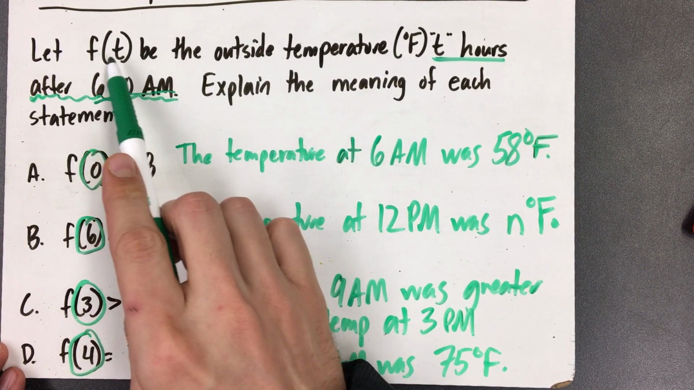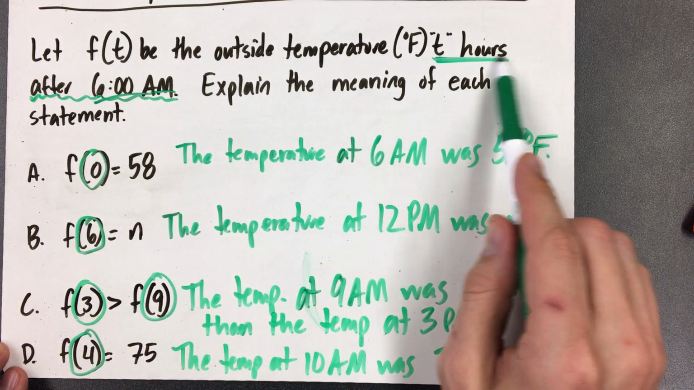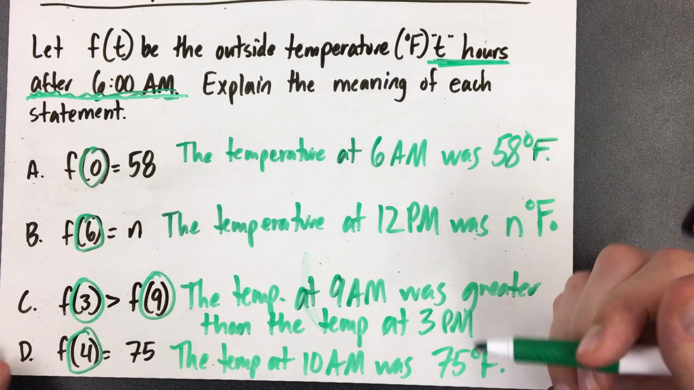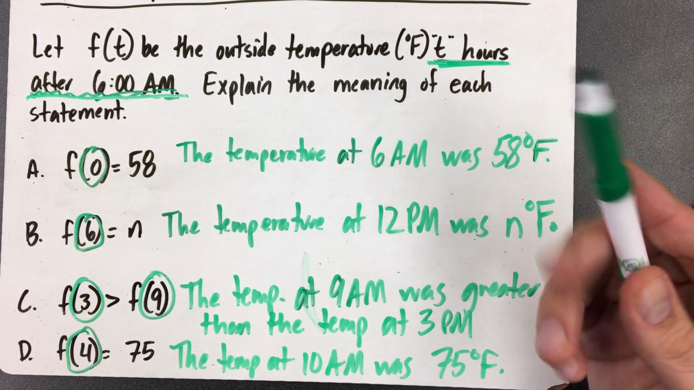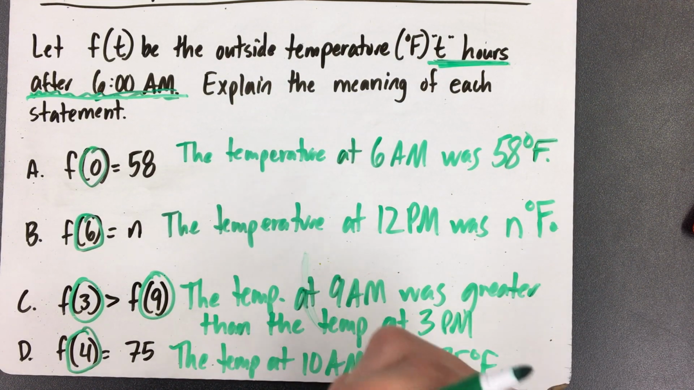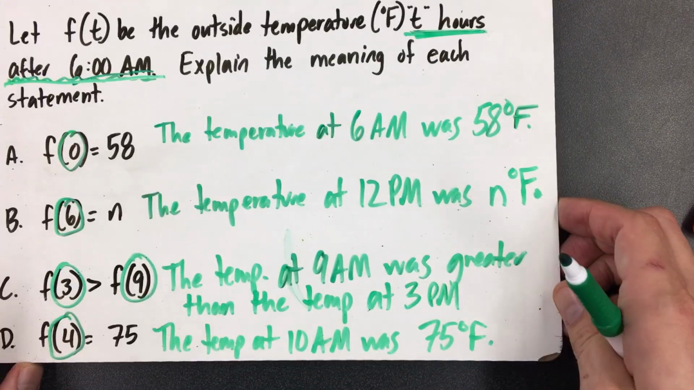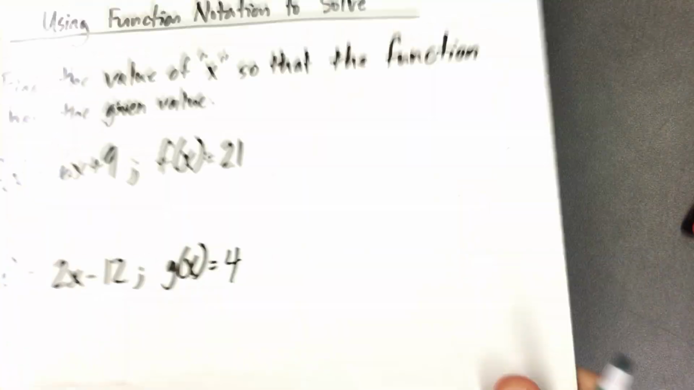They'll always tell you what variable you're using. They'll always tell you what it represents, however many hours after 6 a.m., however many minutes after a certain period of time, however many meters after a certain distance. They'll tell you, and then you just interpret it, write it as a sentence. Really not too bad. Okay, we only have 2 more, and then we're going to be done.